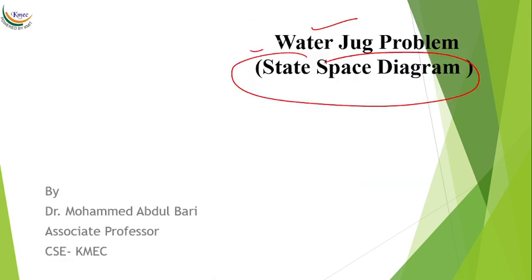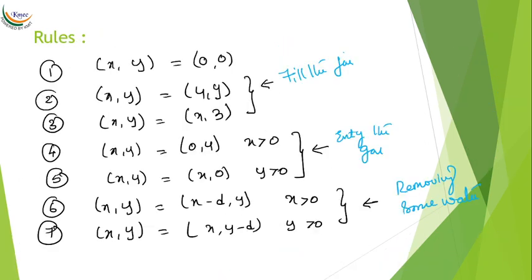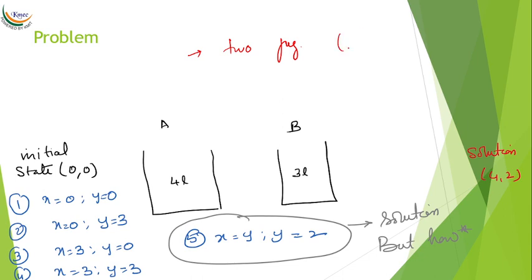As I've already said, it's a state space diagram. Now I've got two jugs. There is no marking on them, no marking given to them. One jug is 4 liters and the other one is 3 liters. Okay, so let's take an example. I have drawn a jug A with 4 liters, and drawn B. What is the solution? I have to get 4.